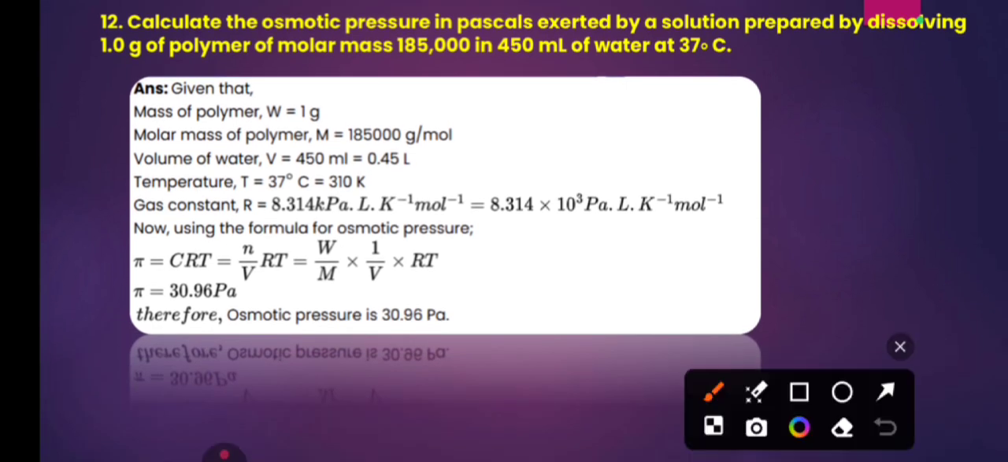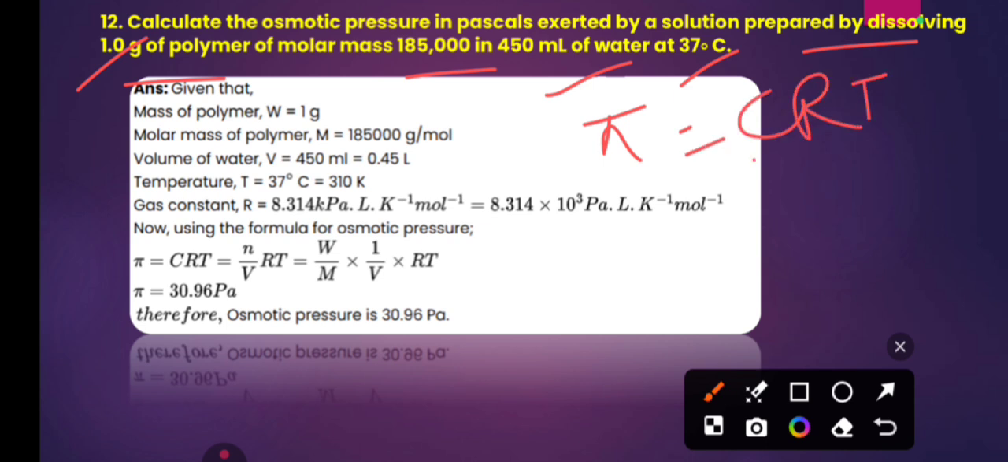So our next numerical: calculate the osmotic pressure in Pascal exerted by a solution prepared by dissolving 1 gram of polymer of molar mass 185,000 in 450 ml of water at 37 degrees Celsius. What you have to solve here is osmotic pressure, which is represented by pi, which is equal to CRT. C is concentration here. In which form do you have to take it? It is in the form of molarity, not molality. In elevation and lowering we have done molality, but here it is molarity.